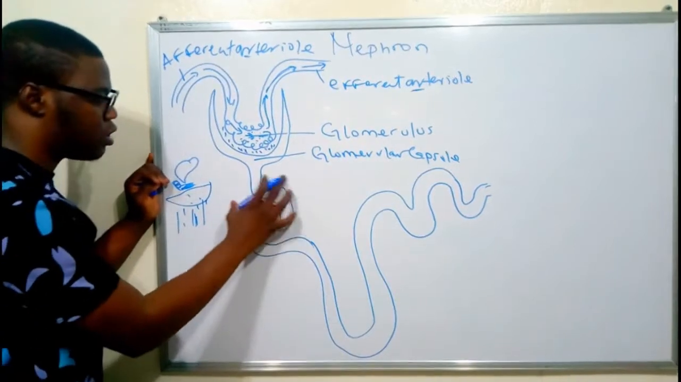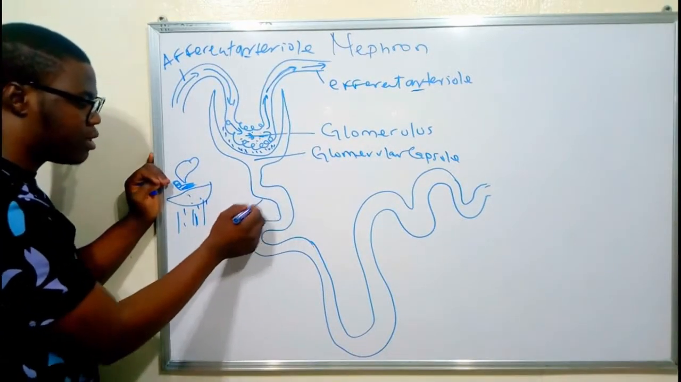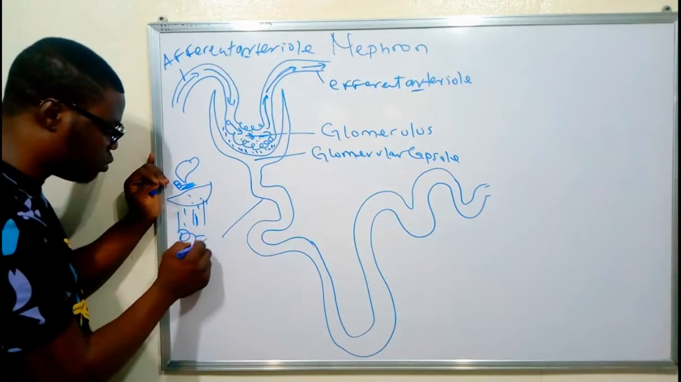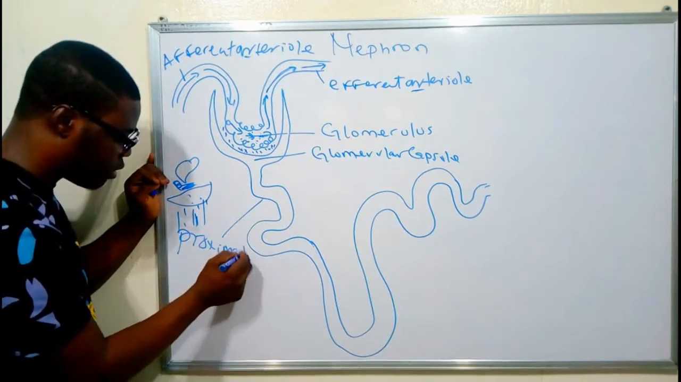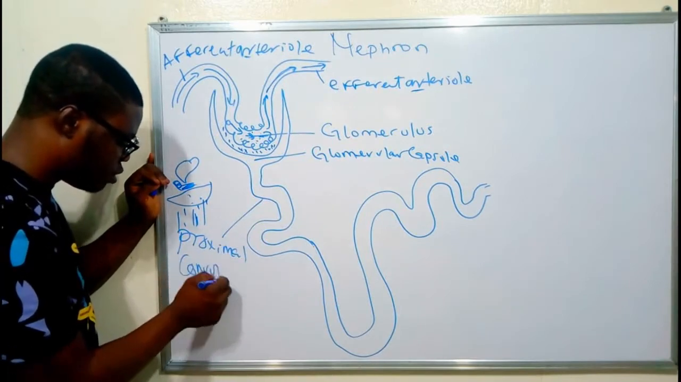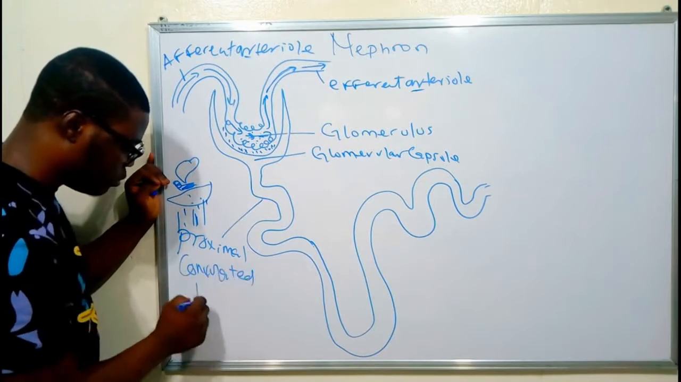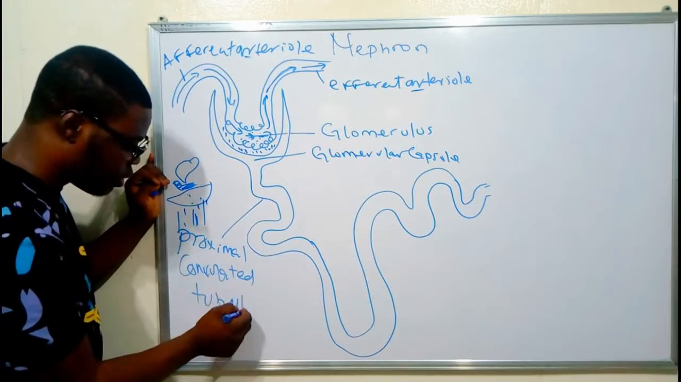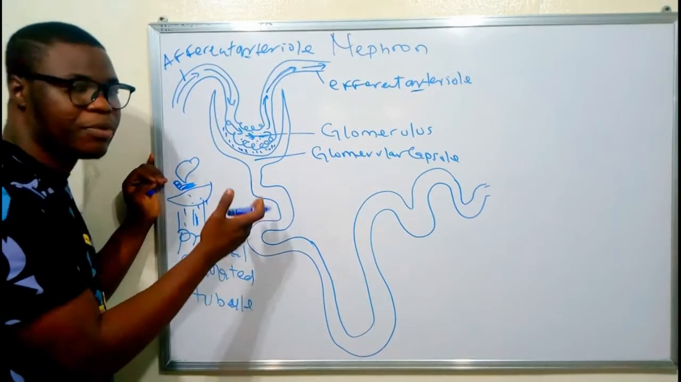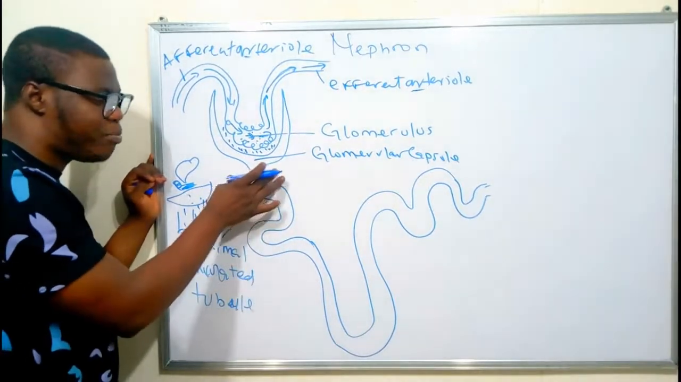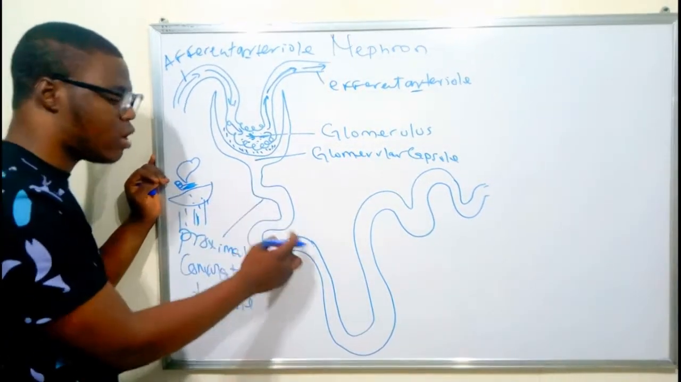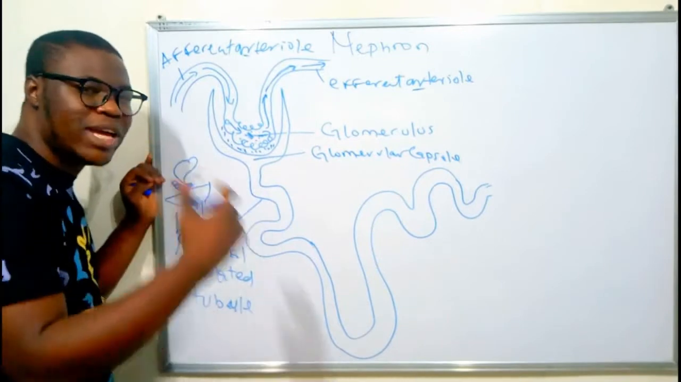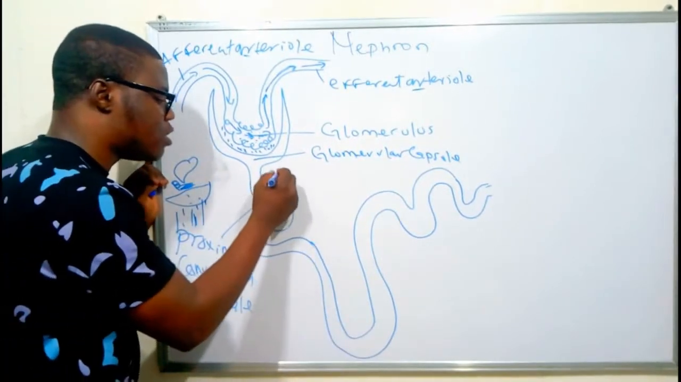Now, this structure here is called the proximal convoluted tubule. This tube is called the proximal convoluted tubule because it is closer to the point of attachment and then it is coiled. And it is made up of cuboidal epithelium.